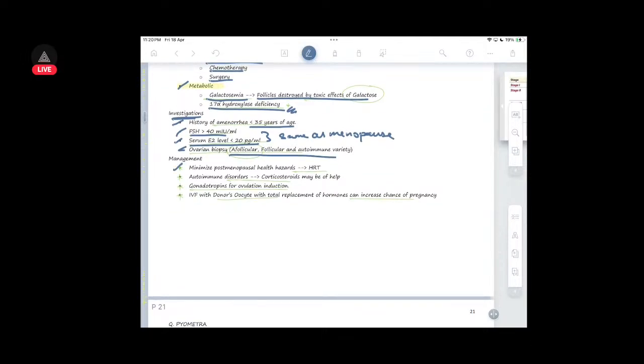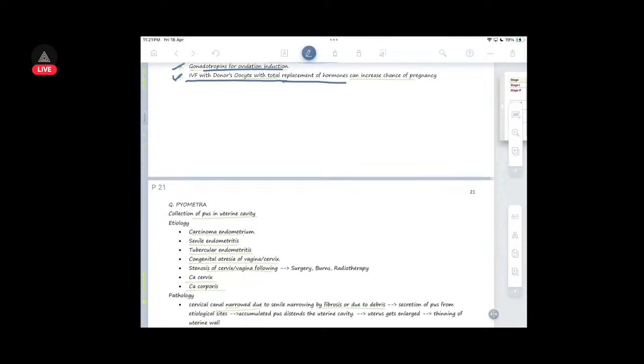So management is to minimize the post-menopausal health hazards by providing HRT. For autoimmune disorders, you can give corticosteroids, and gonadotropins you can provide for ovarian induction. IVF you can do, in vitro fertilization with donor oocyte with total replacement of hormones.